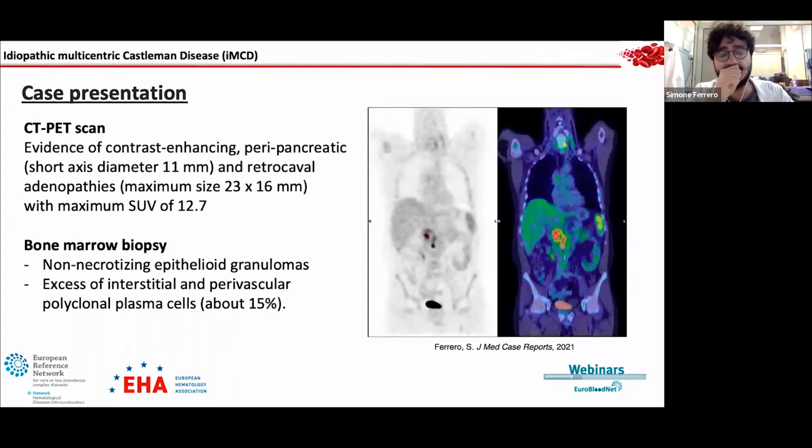A CT PET scan was performed, demonstrating small abdominal adenopathies, peripancreatic and retrocaval, with a maximum size of 23 millimeters. But PET was positive with a maximum SUV of 12.7. We first performed a bone marrow biopsy, as the adenopathies were very difficult to biopsy. But the bone marrow biopsy showed only a reactive picture, with granulomas and an excess of interstitial and perivascular polyclonal plasma cells.